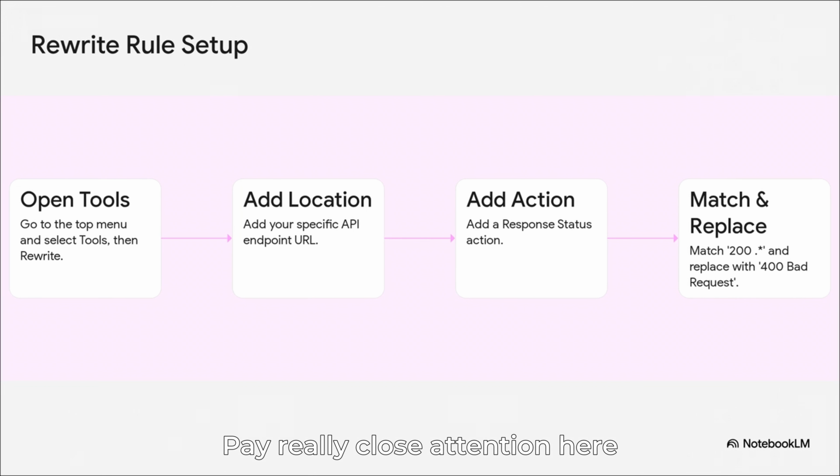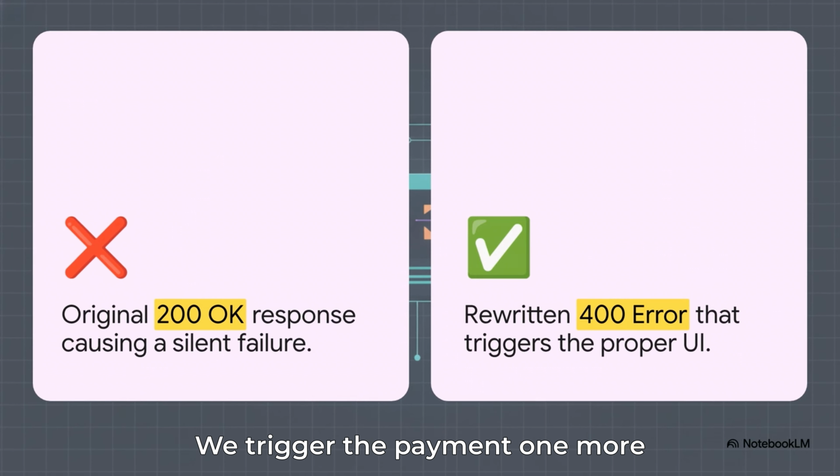Pay really close attention here, because Charles requires the regex format matching the status code and the message together. So in the match field, you're going to put 200.*, and in the replace field, type in 400 Bad Request. We trigger the payment one more time, and this brilliantly illustrates the real power of Charles.